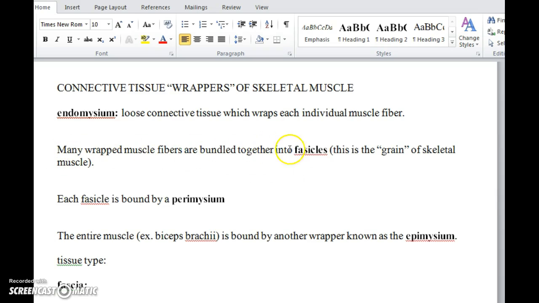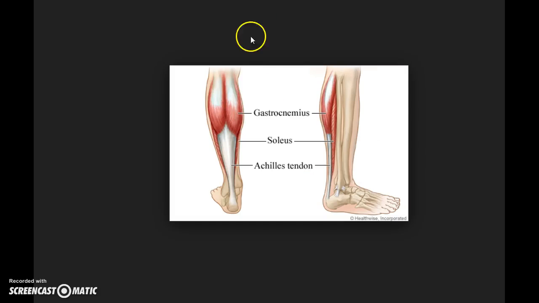Then many fibers are bundled together into the fascicles, like we said. And that makes the grain on a muscle too, like the grain in wood. If you look at a picture of a skeletal muscle like this one, it's maybe kind of hard to see, but this is a muscle called the gastrocnemius. We're going to talk about it later, after break.